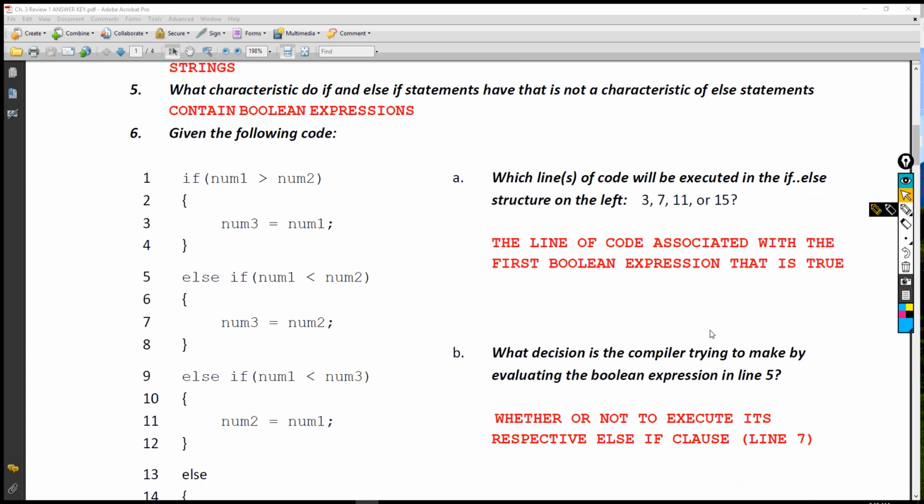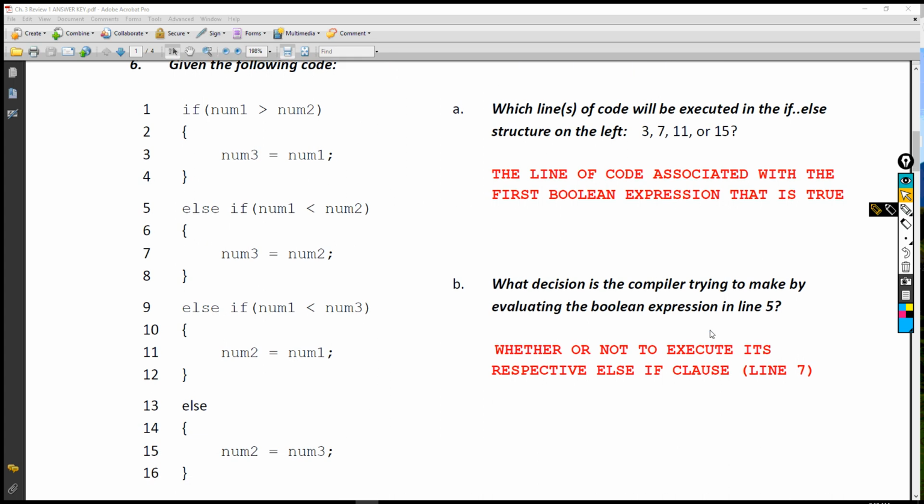Okay, which lines of code will be executed? Now the point is this, we don't know the value of num1 or num2, or num3, so we don't know if num1 is greater than num2. So how would you explain which of these lines? Well, the general rule here, and this is the whole idea behind our if-else structures, is that the line of code associated with the first Boolean expression that is true is going to be the one it does first.